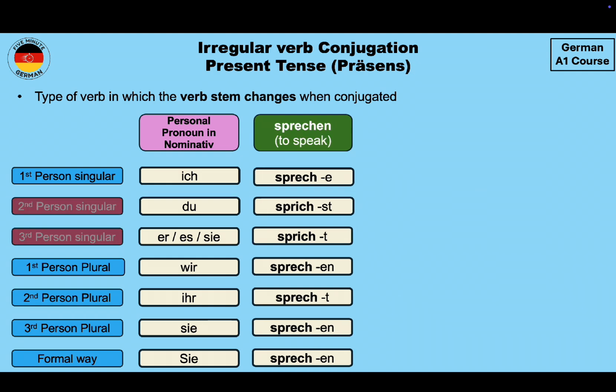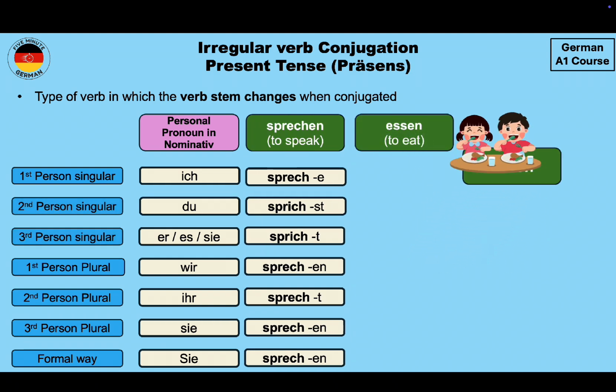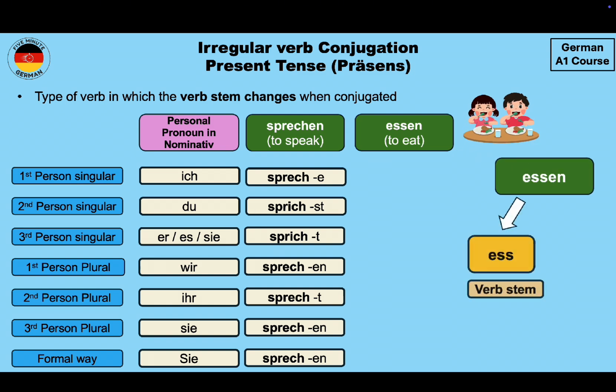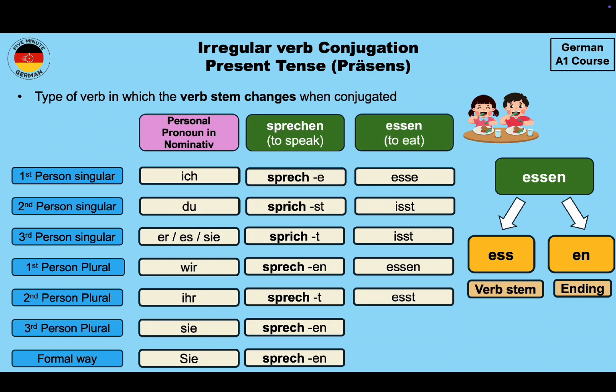Now let's take another verb, essen, which means to eat. We can also split the verb essen into two parts, and that is ess, which is the verb stem, and en, which is the ending. Now if we conjugate essen, it will be ich esse, du isst, er isst, wir essen, ihr esst, sie essen, and Sie essen.